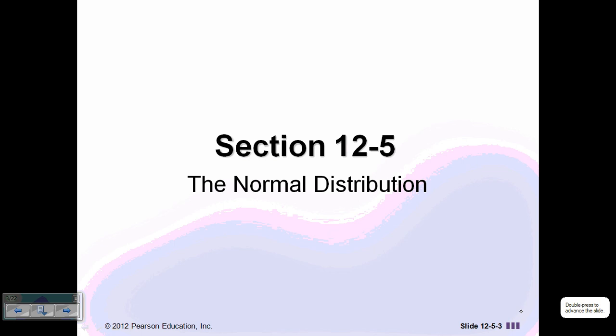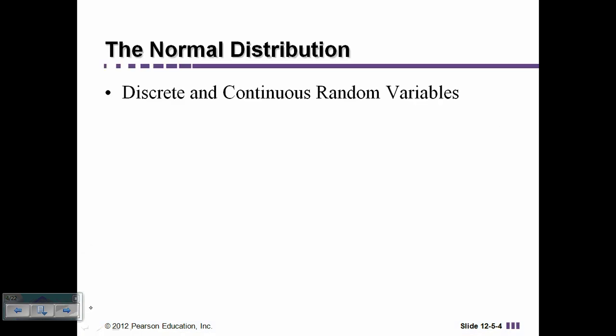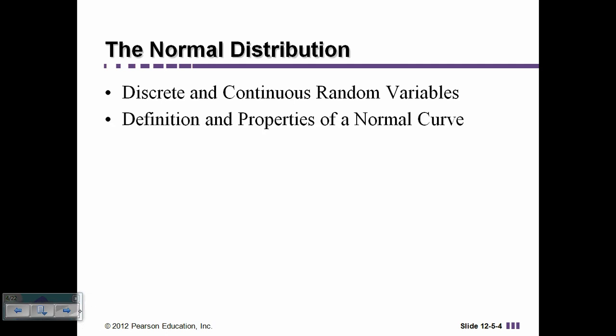All right, today we're going to be talking about section 12.5, the last section in chapter 12. We're going to be talking about normal distributions. We're going to be talking about discrete and continuous random variables. We're going to be talking about what is a normal curve and what are the properties of a normal curve.